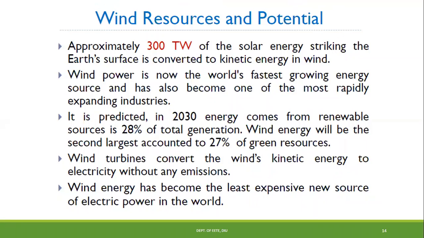So you see the potentiality. It is predicted that by 2030 renewable energy will be 28% of the total power consumption, rather than from coal or oil or gas. 28% will be renewable energy, and among that renewable energy 27% will be wind energy. It will be the second largest. The first one will be solar energy. The second one will be wind energy within 2030. It's a statistic made by different scientists.